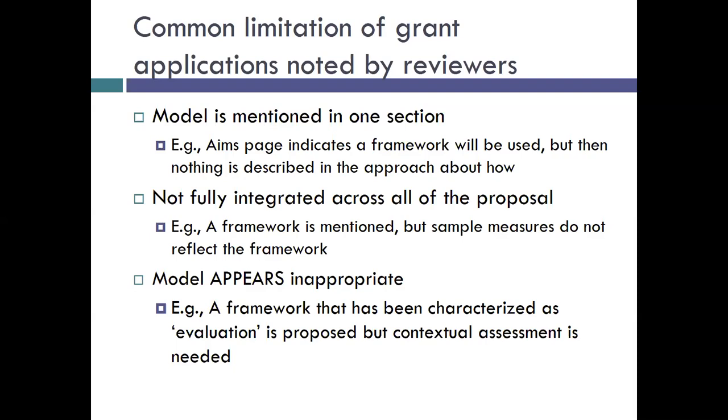A final common limitation that reviewers cite is that they perceive that you have selected the wrong model for your study. So we see this sometimes with models that have been categorized a certain way, that they can only be used for certain functions. So for example, RE-AIM is sometimes thought to only inform study evaluation. To get around this, it can help reviewers if you're very explicit about how you're using a model, demonstrating its appropriateness. In the case of RE-AIM, this would involve emphasizing its incorporation of inner and outer context. Using a figure and citing examples of this use can also help.